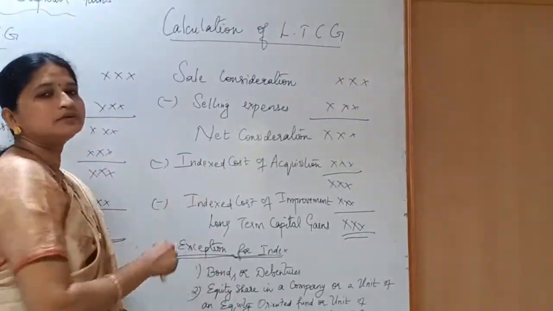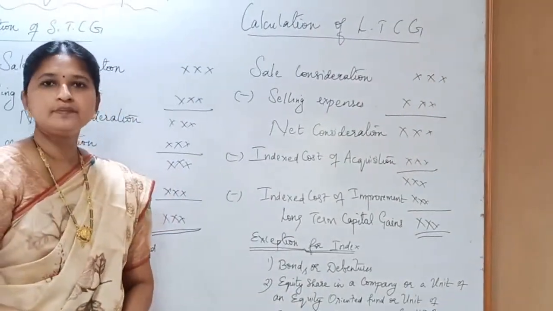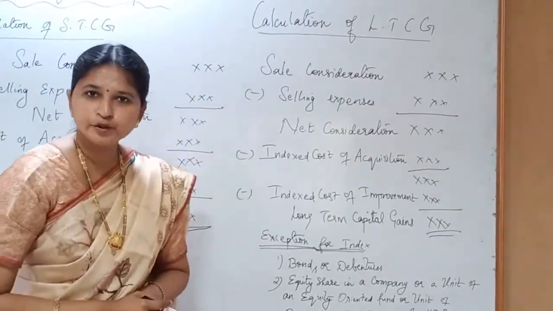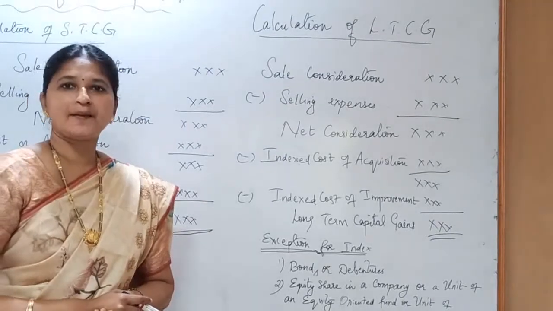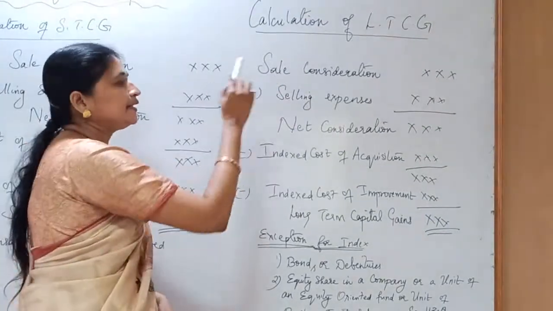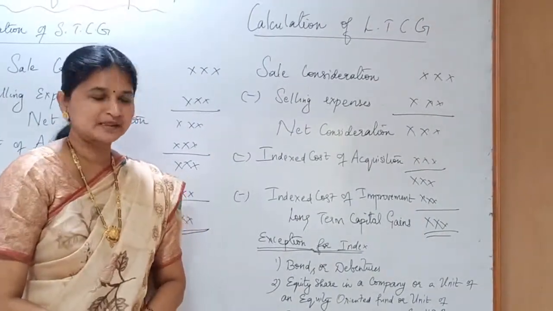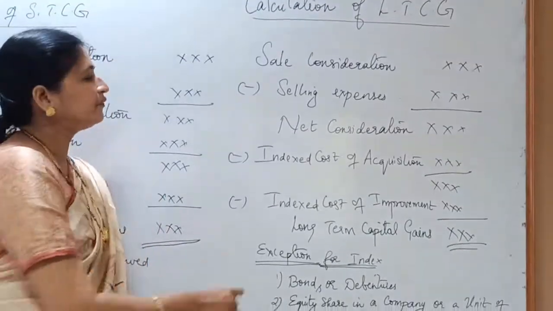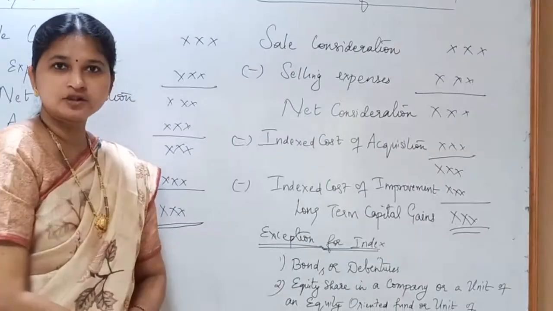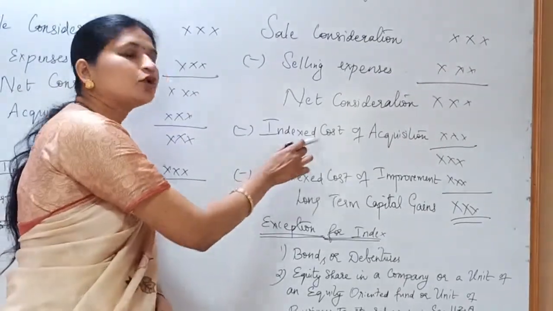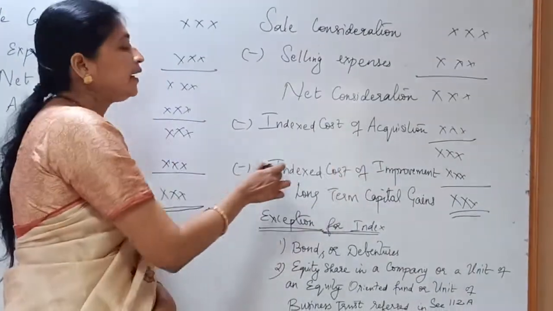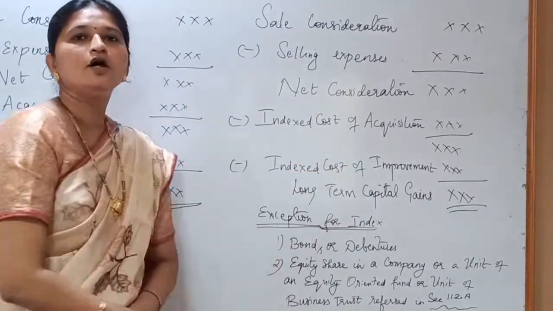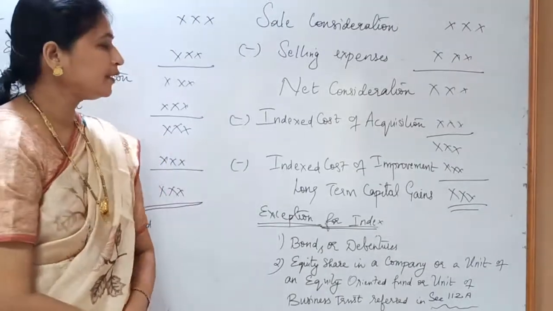Let us now look at the calculation of long-term capital gain. So as usual, take the full value of sale consideration of the capital asset. From the sale consideration, deduct selling expenses. The balance is net consideration. From the net consideration, we are going to deduct indexed cost of acquisition and indexed cost of improvement, and the balance is long-term capital gain.